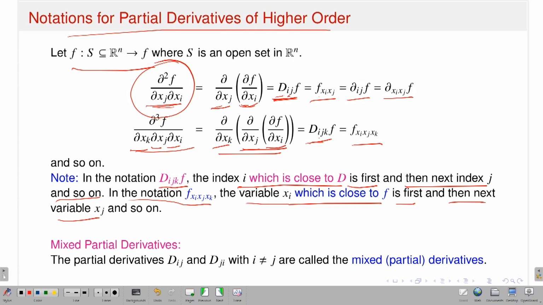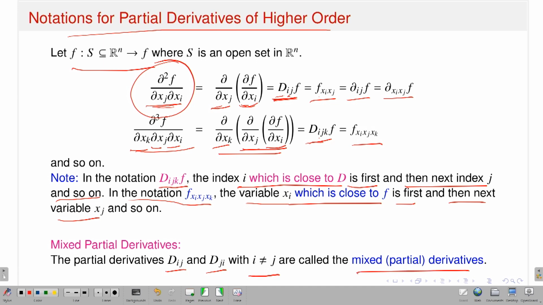What is a mixed partial derivative? For the notation D_i D_j, you first take the partial derivative of the given function with respect to the variable x_i, and then take the partial derivative with respect to another variable x_j, different from i. Then I say that is a mixed partial derivative. That means you take the partial derivative with respect to x, and then with respect to the y variable. That is, i not equal to j. It is called the mixed partial derivative.